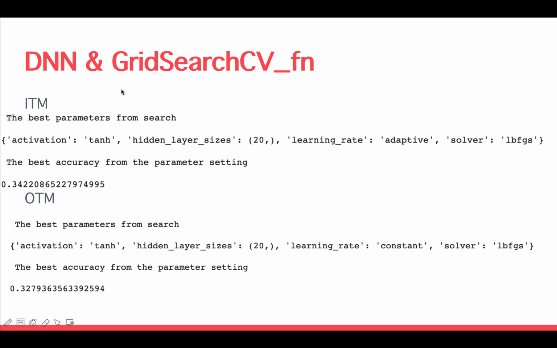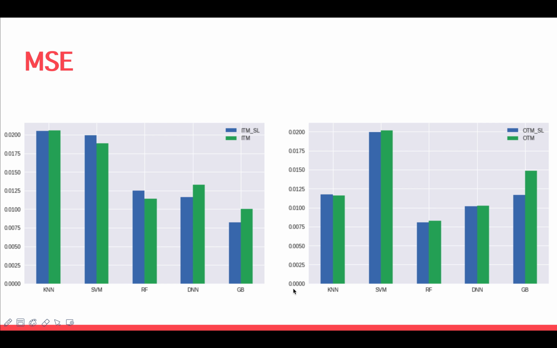And we also do a similar thing for our DNN. First we use grid search CV to find the best parameters. We will know how many hidden layers and what learning rate we will use. And then we will use these parameters to do the DNN learning. And this is the result.